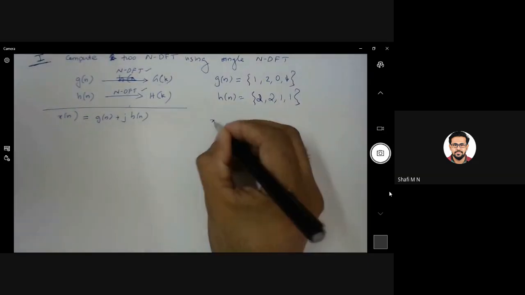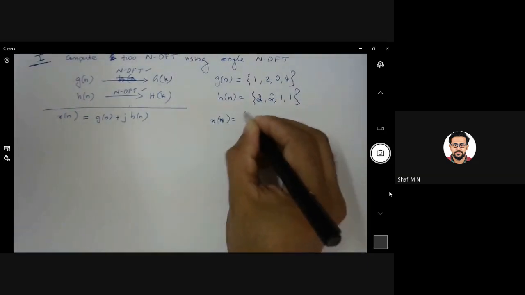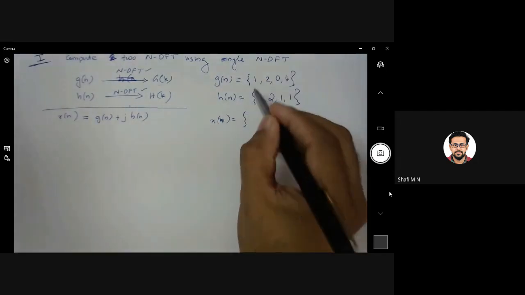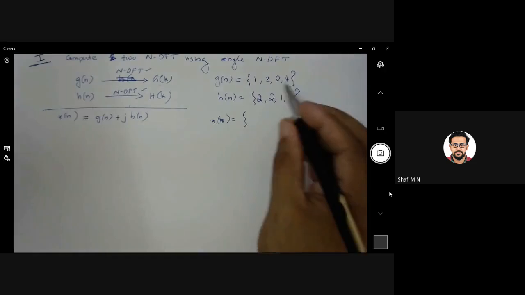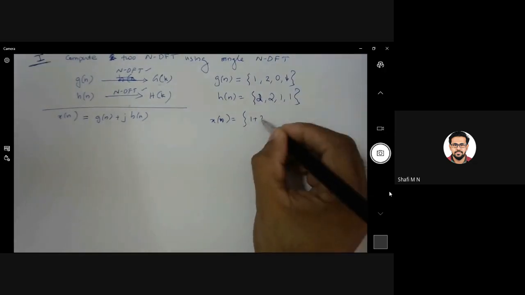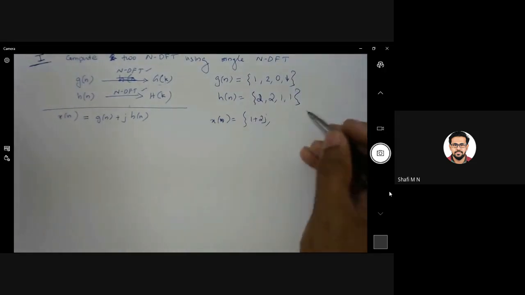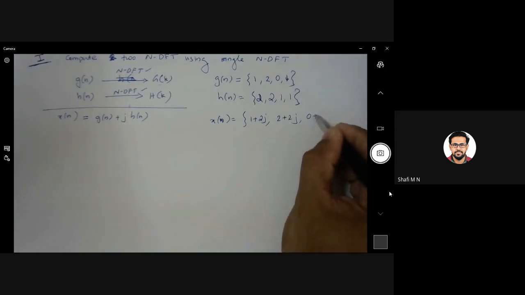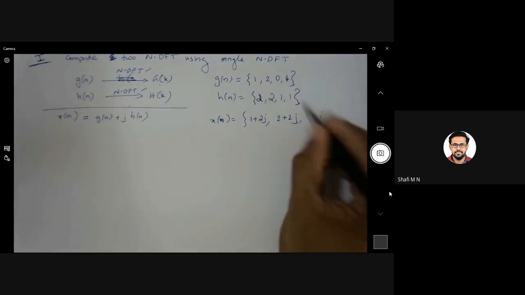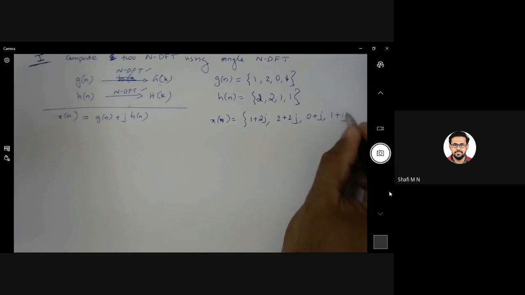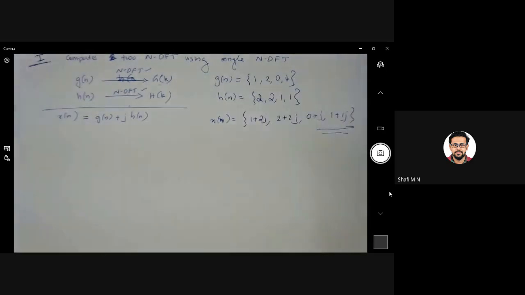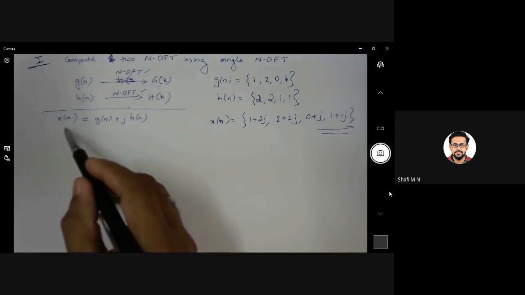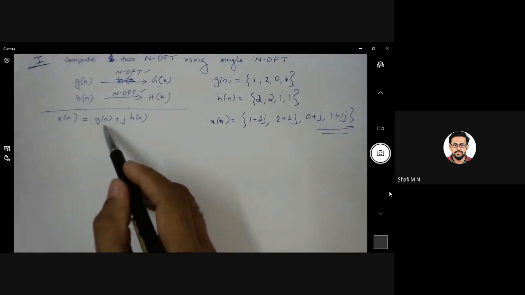Then X of n will be nothing but, you combine, you take the first sequence as real part and the second sequence as imaginary part. So 1 plus 2j is the first element for X of n. Second element is 2 plus 2j. Third element is 0 plus 1j. Fourth element is 1 plus 1j. So this is what X of n is. So X of n is denoted mathematically as G of n plus j into H of n.